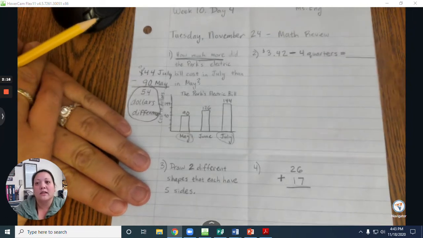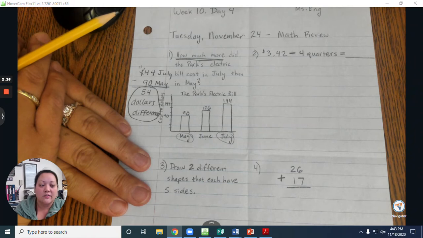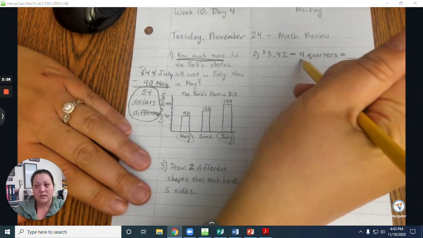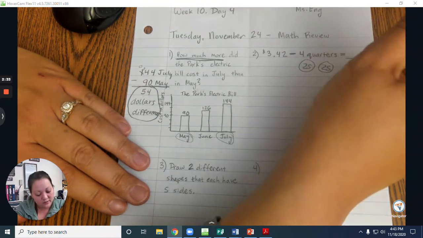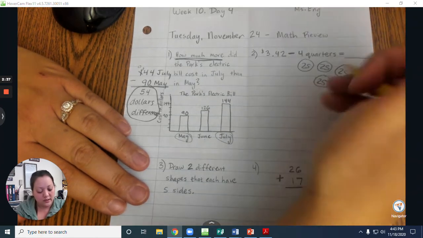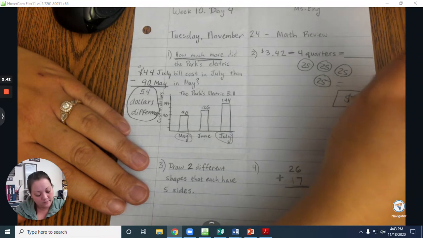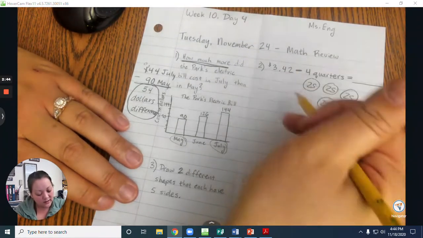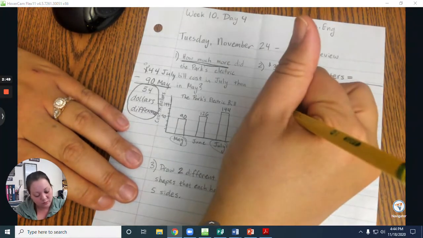Okay. Oh, we're still doing another money thing. So we have $3.42. Nellie has, and she gives Vanessa 4 quarters. How much does Nellie have left? Well, 4 quarters, okay, that's 25, 25, 25, and 25. Well, that's equal to $1. Okay, and so she got rid of $1.